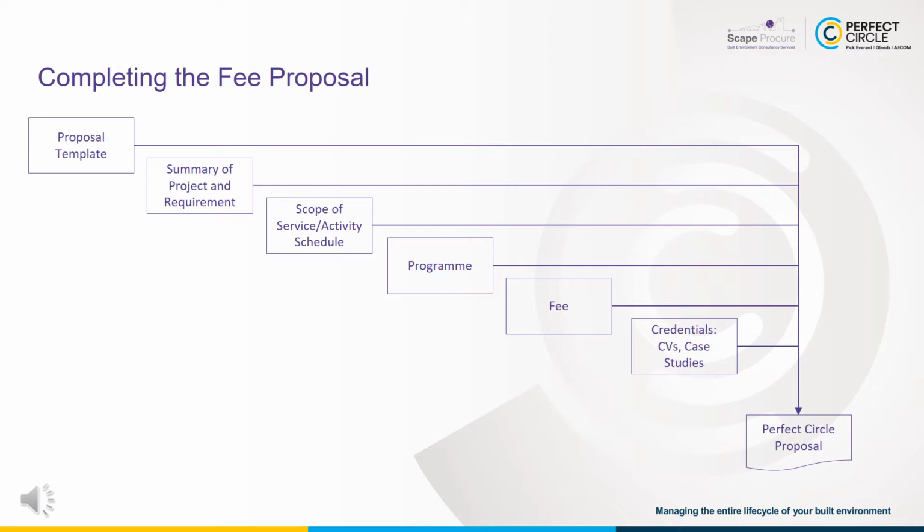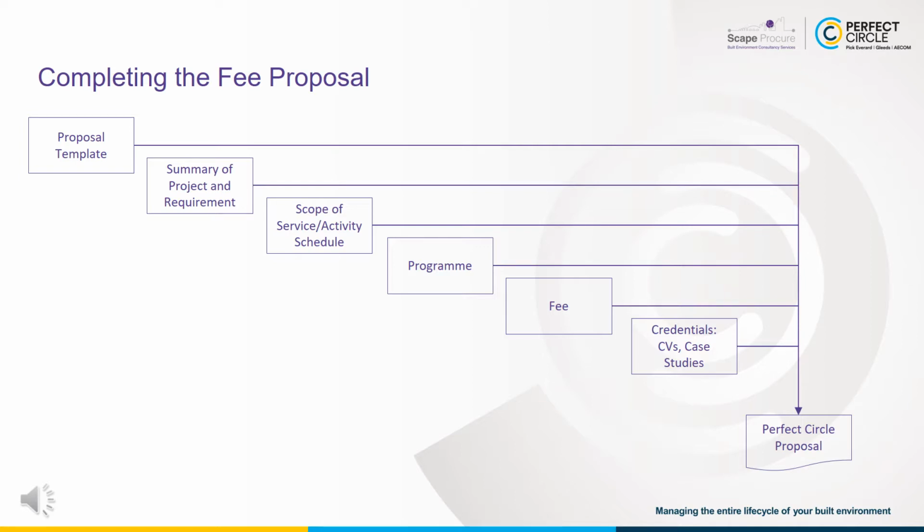On IE2, you will find a proposal template in the Templates folder of the document library. This template contains a number of standardized elements of information which should be retained, as they provide explanation of the BECS framework, perfect circle, and the like.